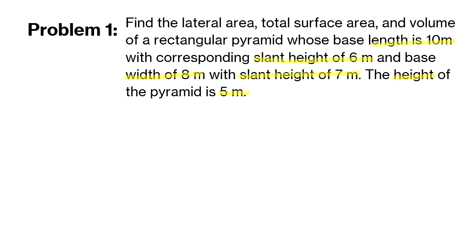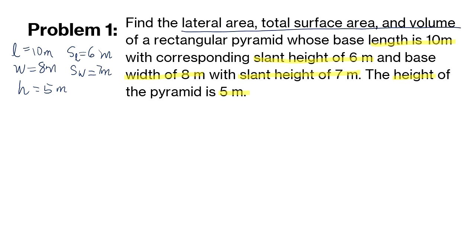Let us list down our given information. From the problem, we know that length is 10 meters with its slant height that is 6 meters. The width is 8 meters with its slant height which is equal to 7 meters. And the height of the pyramid is 5 meters. Here we're asked to solve for the lateral area, total surface area, and volume of a rectangular pyramid.